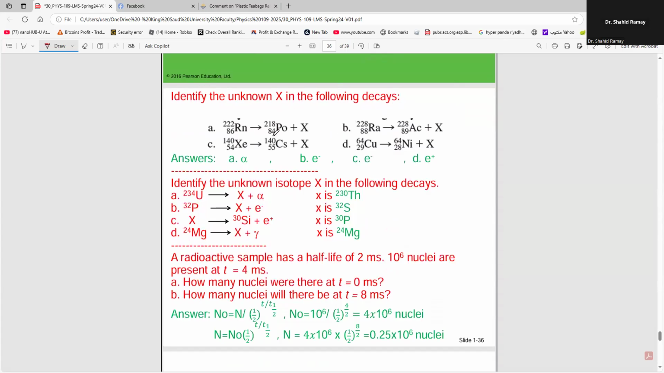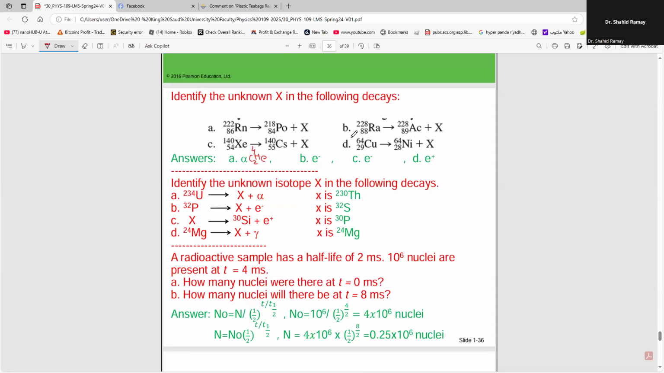So we have to check the equation. In this equation, you can see 86 to 84. So Z is decreased by 2 and A is decreased by 4. So surely x will be alpha. Alpha means helium nuclei, which is 2He4, like this.